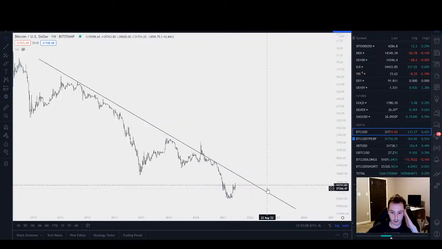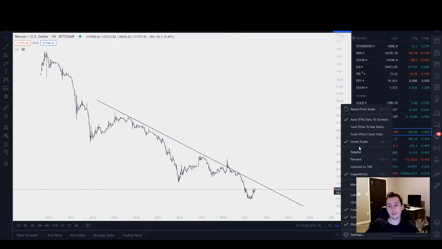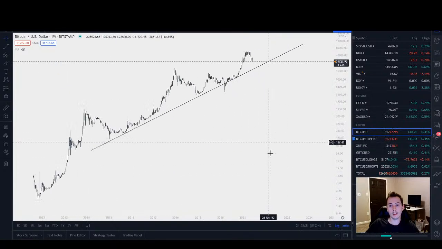Now, is price trying to touch that trend line again? Is that what these institutions are trying to do? Are they trying to short Bitcoin into touching this trend line? It looks like it to me. I mean, you could just reverse the scale, and look at it and see the same thing.